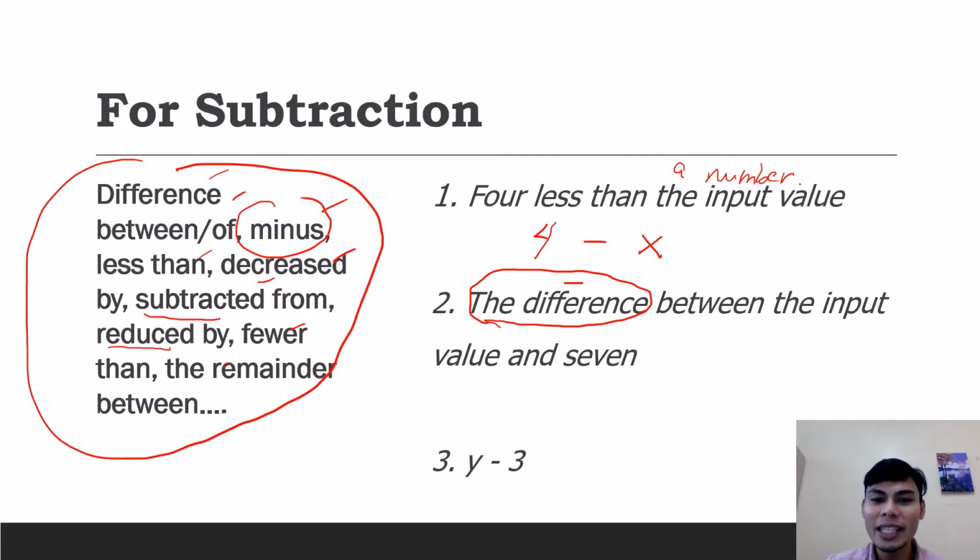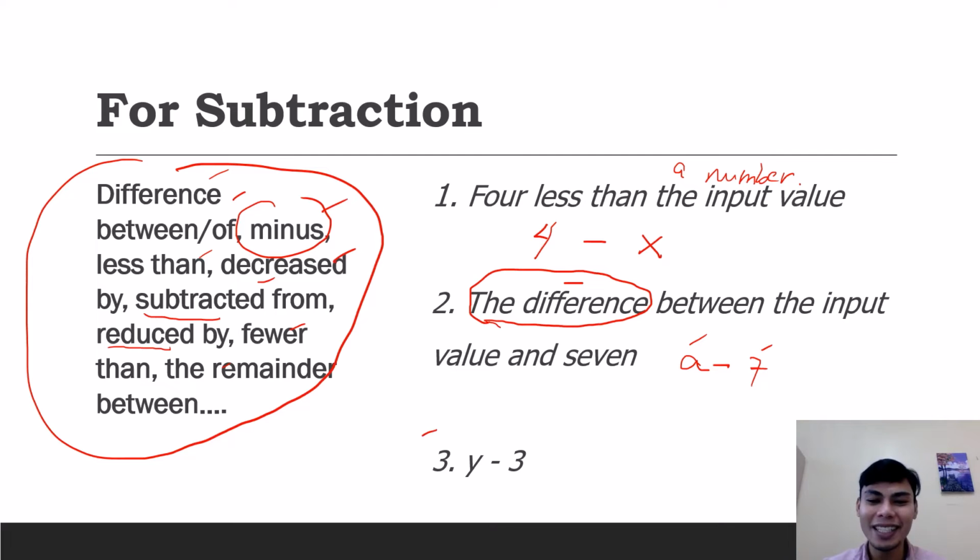The difference between the input value and 7. The input value or the number comes first. So, let's use another variable. A minus 7. Okay, that's it. The difference of an input value and 7.